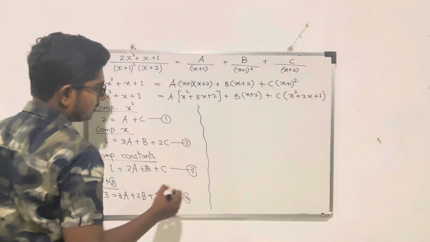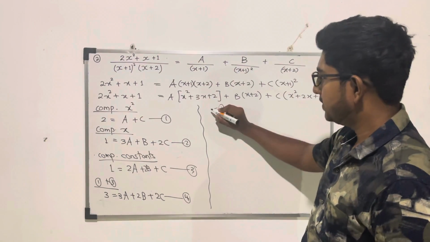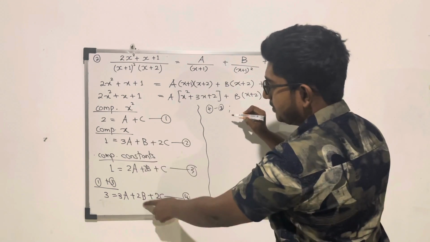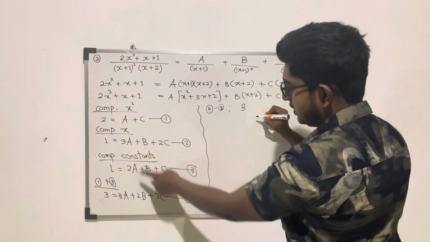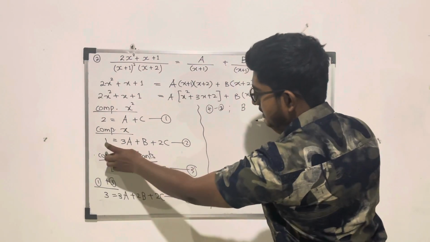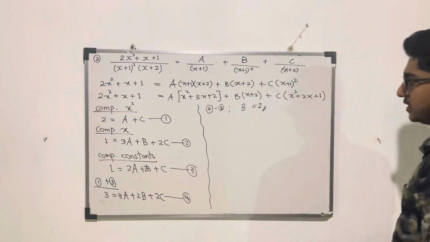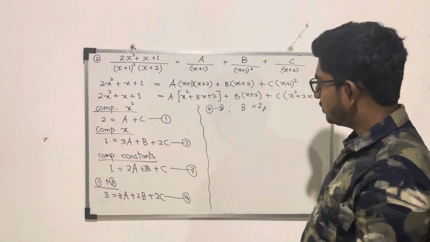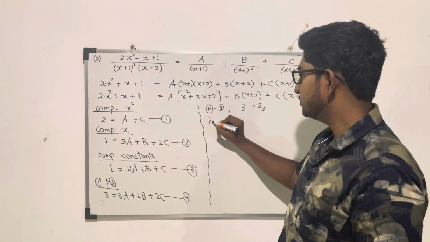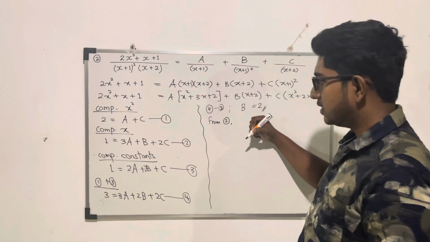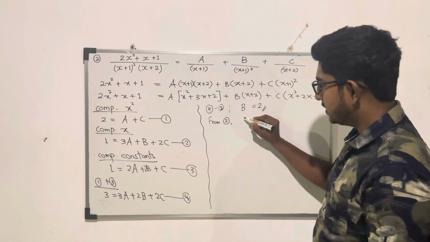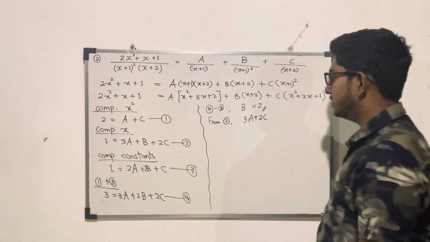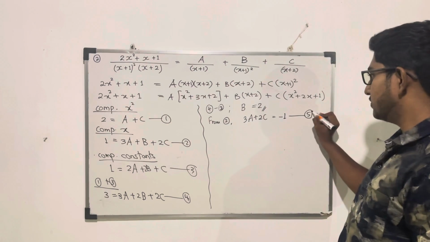Now I can subtract equation 2 from equation 4. 3A minus 3A, 0. 2B minus B, that is B. 2C minus 2C, 0. 3 minus 1, 2. So B is 2. Now we have to find A or C. Now I can substitute B in equation 2. From 2 I get a separate equation, 3A plus 2C. Substitute 2 here, then shift 2 to that side. Answer is minus 1. This is equation 5.